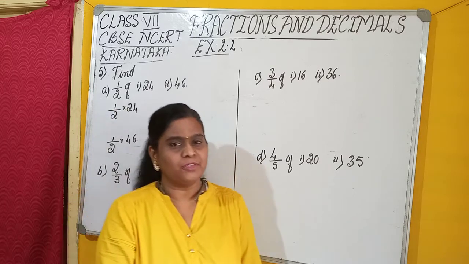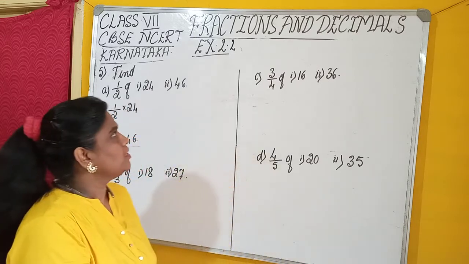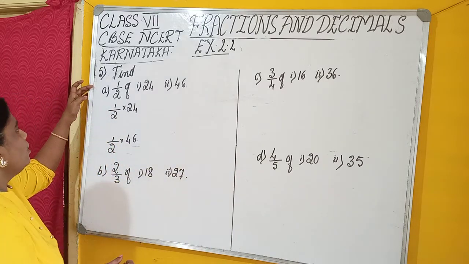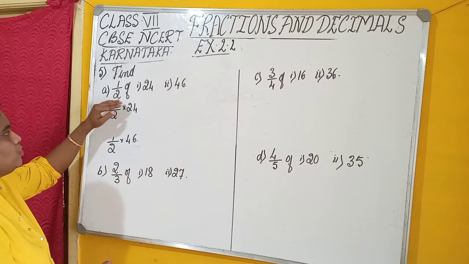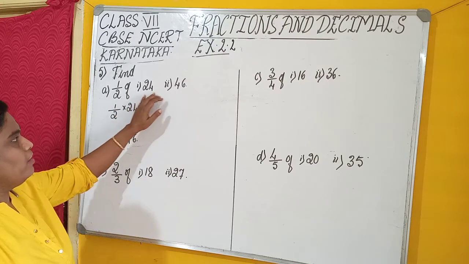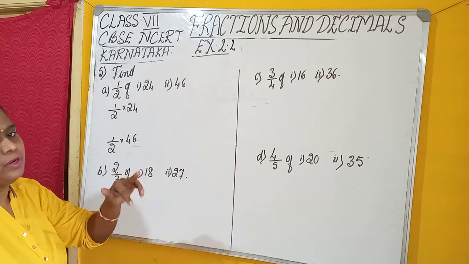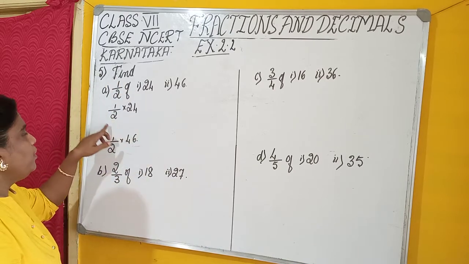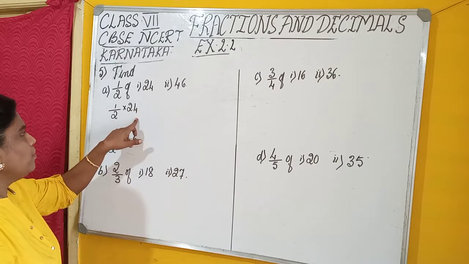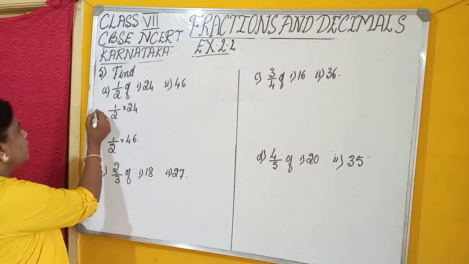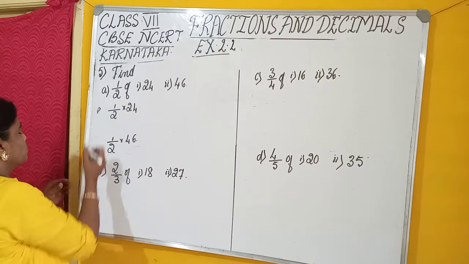In chapter 2, Fractions and Decimals, exercise 2.2, the 5th main: find 1/2 of 24 and 46. We have to find 1/2 of, which means we have to multiply. 1/2 of 24 is one problem and 1/2 of 46 is another problem. Let us do this.